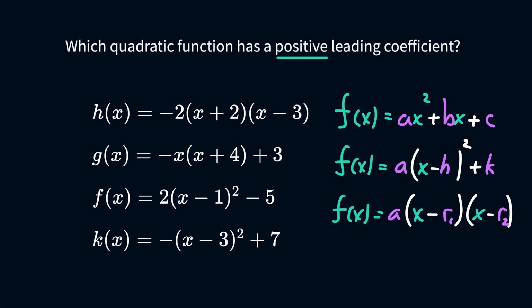So now the goal is to look through our answer choices and try to identify what form is what, and then see what we can deal with. I noticed my first choice here is in which form? It's actually in, what do you think? Right, it's in factored form. And the leading coefficient here, is that a negative 2? Yes, that's exactly right. This is our leading coefficient, a. Now that has a negative leading coefficient, so this is out.